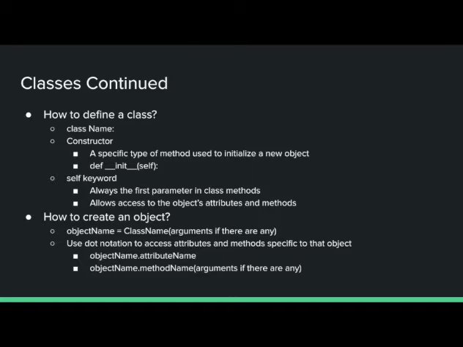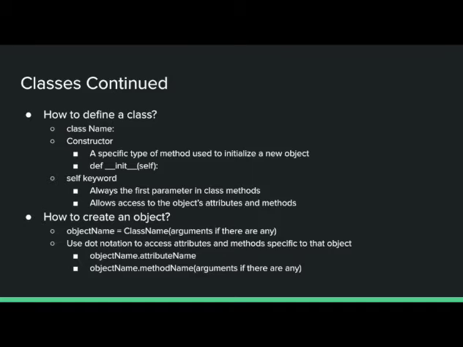And also, you don't always need any arguments or parameters in a function, in a class. Obviously, it's useful based on what you're doing, but it's not necessary. But you do need that self parameter. And then you could also use dot notation to access the attributes and methods specific to that object.